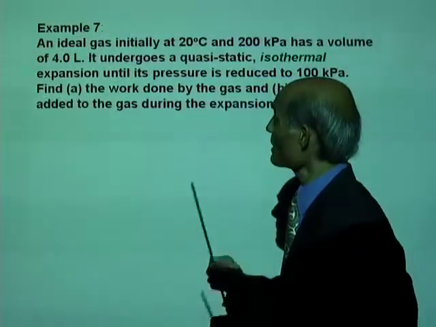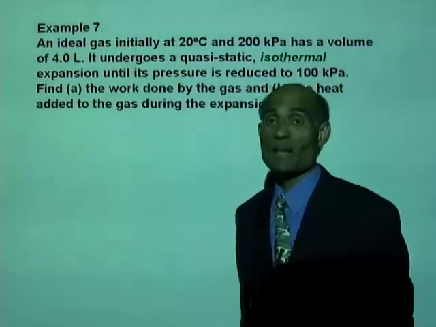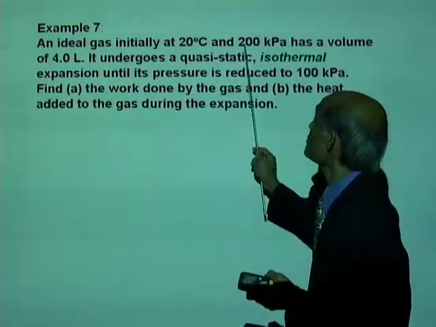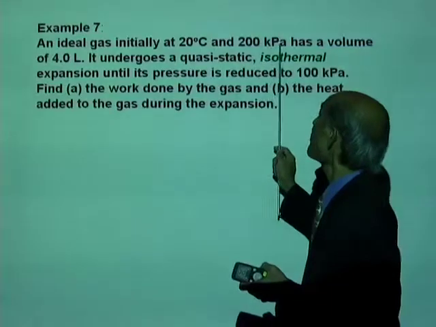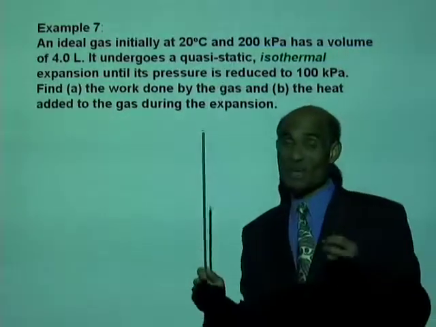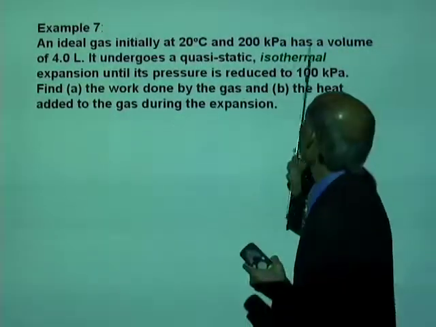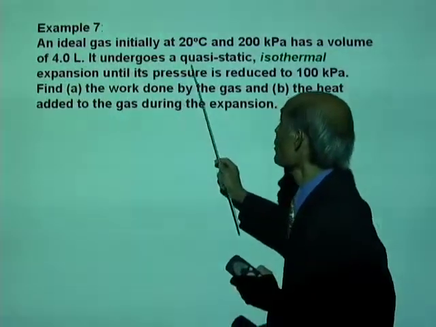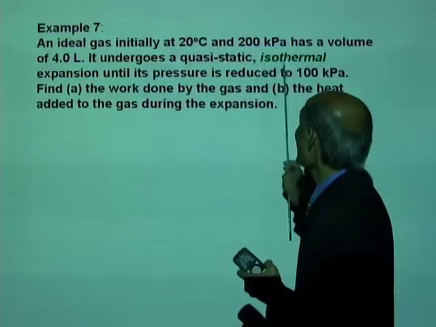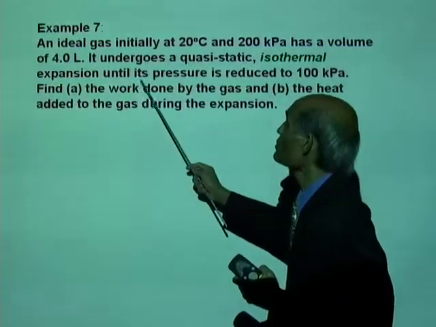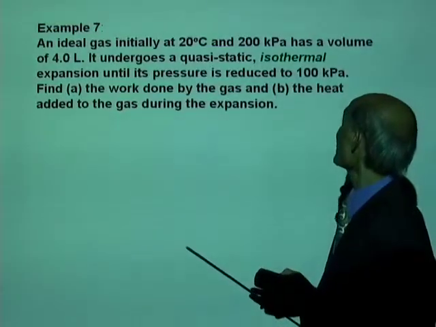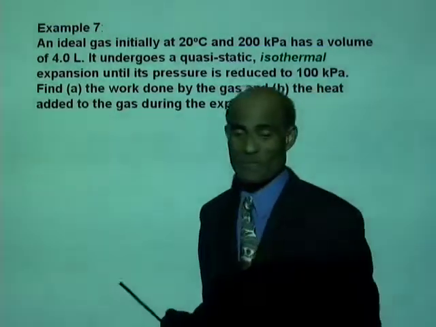Okay, let's do another one. An ideal gas initially at 20 degrees Celsius and 200 kilopascals, you can see the pressure is now given in Pascal, has a volume of 4 liters. It undergoes a quasi-static isothermal expansion until its pressure is reduced to 100 kilopascals.